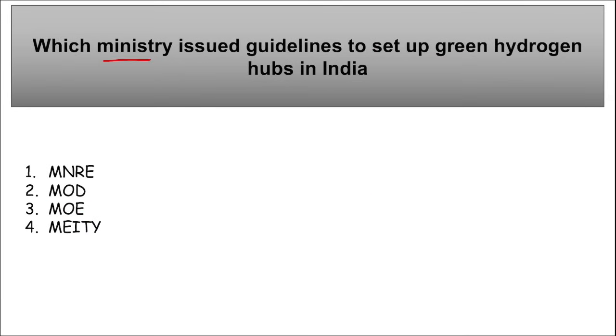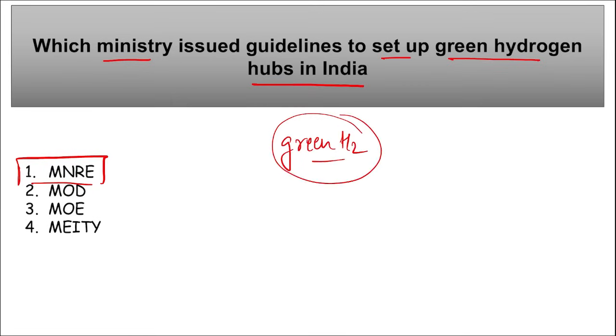Which ministry issued guidelines to set up green hydrogen hubs in India? It is MNRE, that is Ministry of New and Renewable Energy. They have notified the guidelines for establishing green hydrogen hubs under the National Green Hydrogen Mission. As we know, green hydrogen is a cleaner fuel, and on burning it releases H2O in the form of vapors.